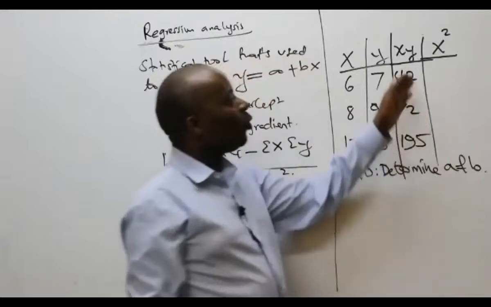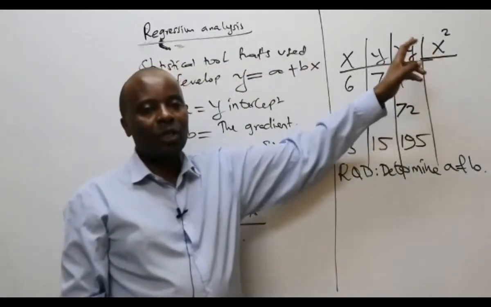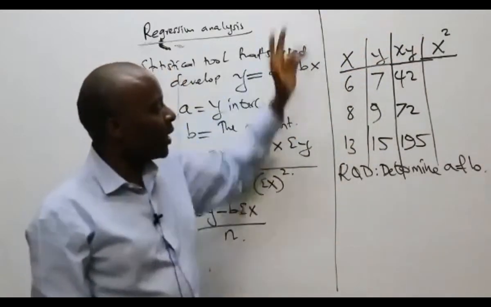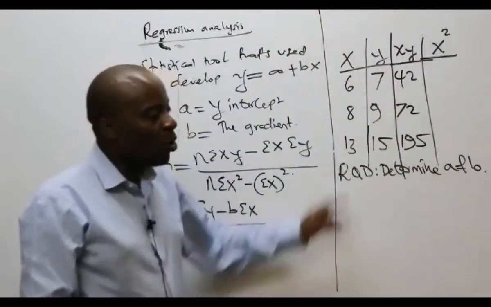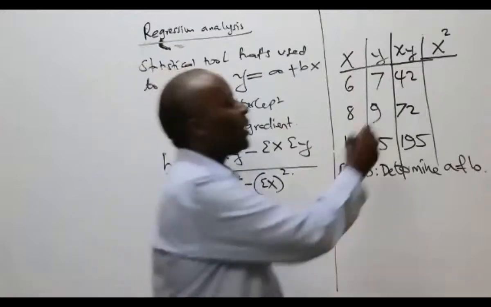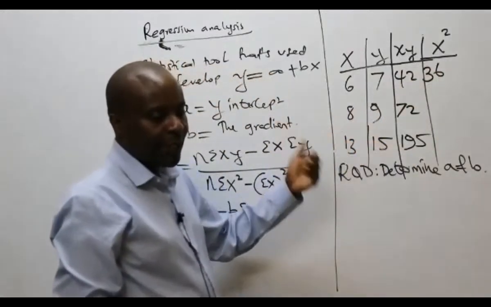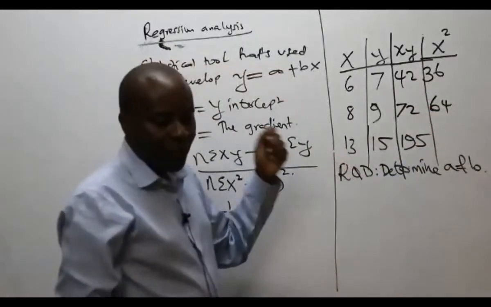195. Once I do this column, I know that the next column is all about squaring x. So x squared, what do we have? 6 squared, 8 squared, 13 squared. Could you kindly give me these figures now? What is 6 squared? This is 36. This is 8 squared, which gives me 64. And then we have 13 squared, which gives me 100.